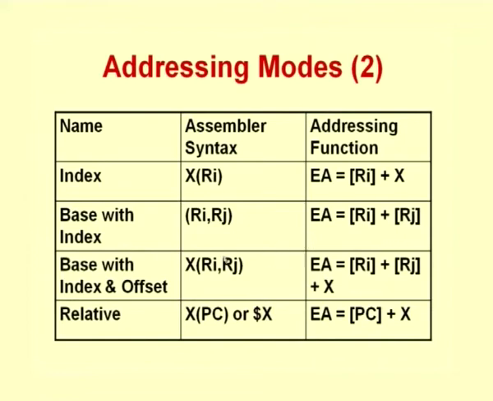Then you can have a combination of the base with index along with an offset. So, you say base with index and offset, in which case you refer to it as x of Ri, Rj. Here we have three different values specified which are used to calculate the effective address. You take the contents of Ri and the contents of Rj, and to that we also add this index x, so the effective address is calculated as the contents of Ri plus the contents of Rj plus x. So, these are some of the variations that we have in the indexed addressing mode.